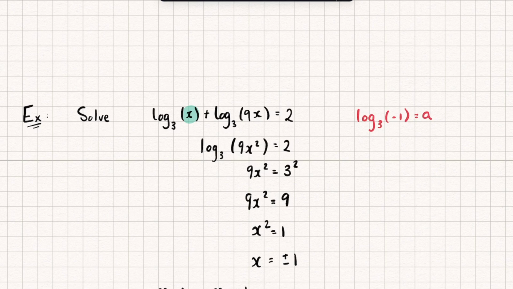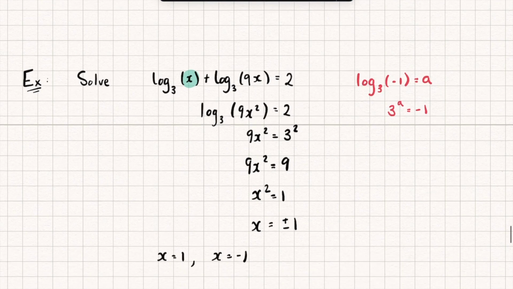Well, no, the argument of my logarithm can never be negative, because if I rewrote this in exponential form, it would say 3 to the power of a equals negative 1, and there's no value of a that's going to take 3 and turn it into a negative number. If you're unsure on why that is, either revisit my video on logarithms or my video on exponential graphs, because I think that explains it quite well. Okay, so we would reject the solution x equals negative 1 and just use the x equals 1 solution.